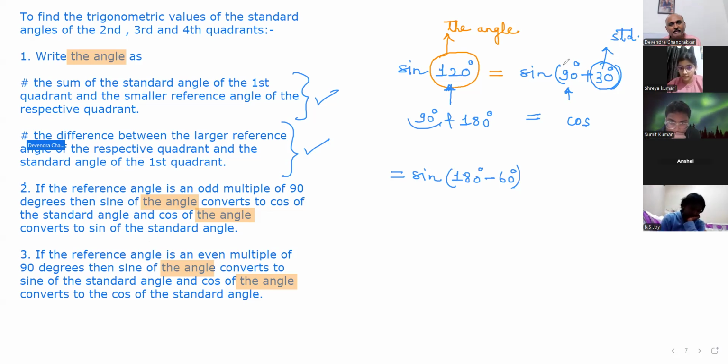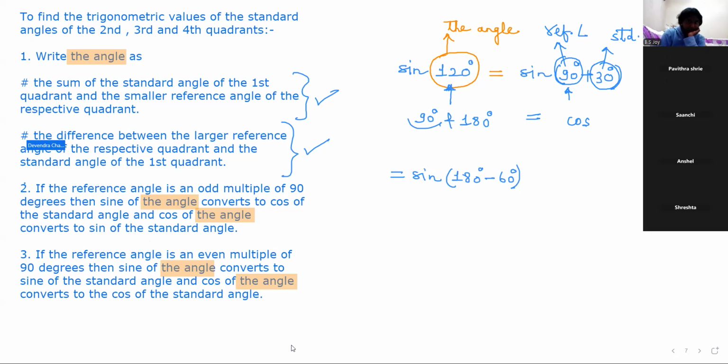तो ये स्टैंडर्ड एंगल है, ये रेफरेंस एंगल है, और वो द एंगल है. समझ आया सबको? हाँ ना बोलेंगे भाई सब लोग, ऑल ऑफ यू. Yes, sir. Understood? Shrestha, Sachi, Pavitra. Yes, sir.